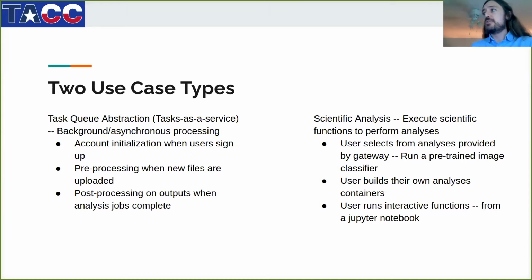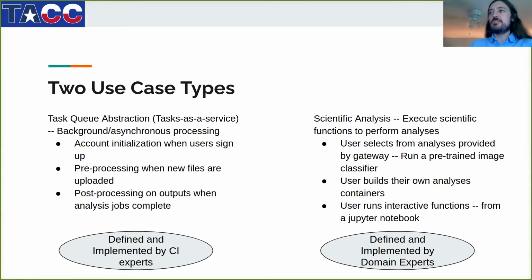On the other hand, you can actually do scientific analysis, like was mentioned in the first talk. You can actually run AI image classifiers and AI workloads, other kinds of analyses directly in Abaco. So the left side is really defined and implemented by the CI experts, the web developers, and the programmers building the gateways. And the other side is traditionally defined and implemented by domain experts, the researchers using it.